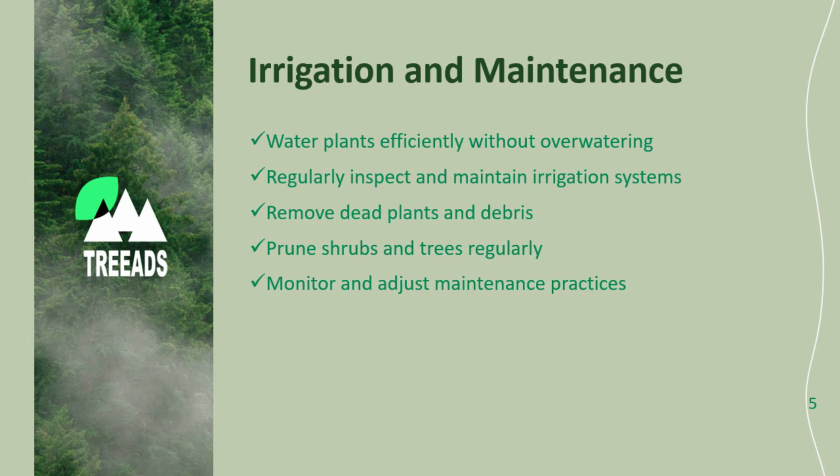2. Regularly inspect and maintain irrigation systems. Check for leaks, make repairs promptly, and ensure even water distribution. Properly functioning irrigation systems help keep plants healthy and reduce fire risk. 3. Regularly maintain landscape. Remove dead plants, weeds, and dry debris. Prune shrubs and trees regularly to maintain their health and shape. 4. Monitor and adjust. Regularly monitor your landscape and adjust your maintenance practices as needed, depending on weather conditions and changes in your plants' health.